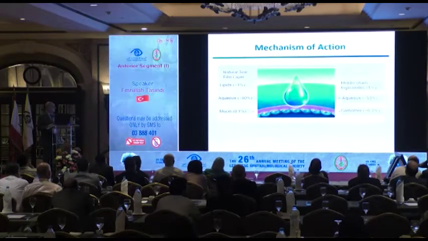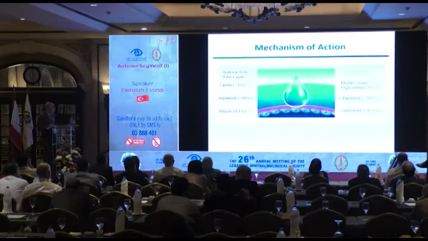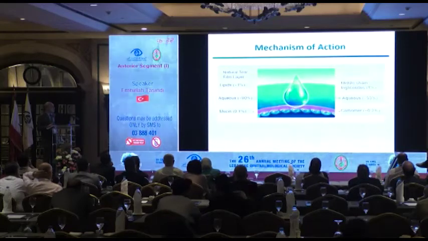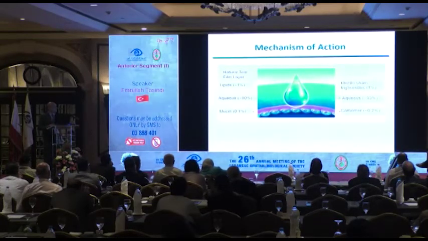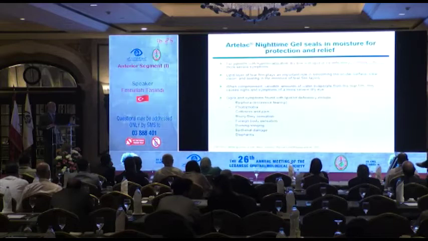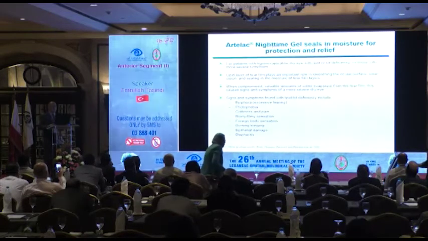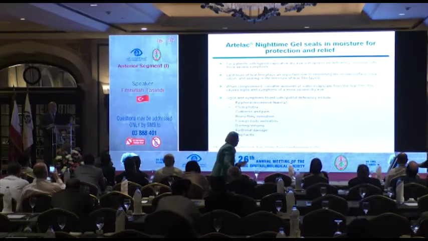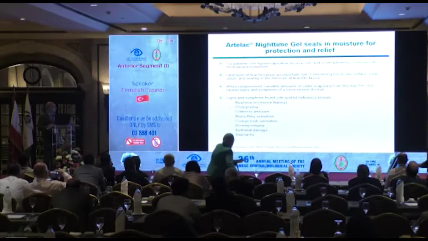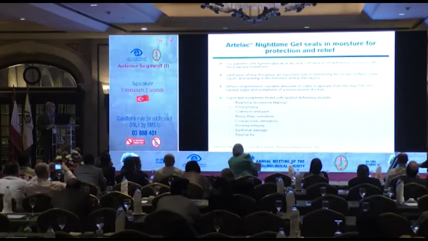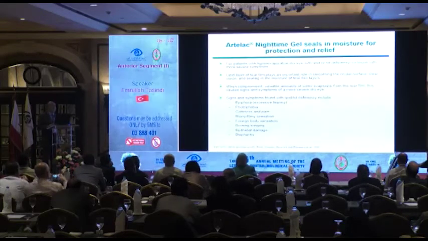How do these Artelac effects work? When we look at the natural tear film, lipids, aqueous, and mucin have the same effect. But if we put these three ingredients, medium chain triglycerides with aqueous and the carbomer at the bottom, we have the chance to keep the tear film stabilized over the epithelium. This is a very good group for patients with hyperevaporative dry eye with lid or lipid deficiency. Also in epiphora and photophobia, in these signs and symptoms, it's working very well.